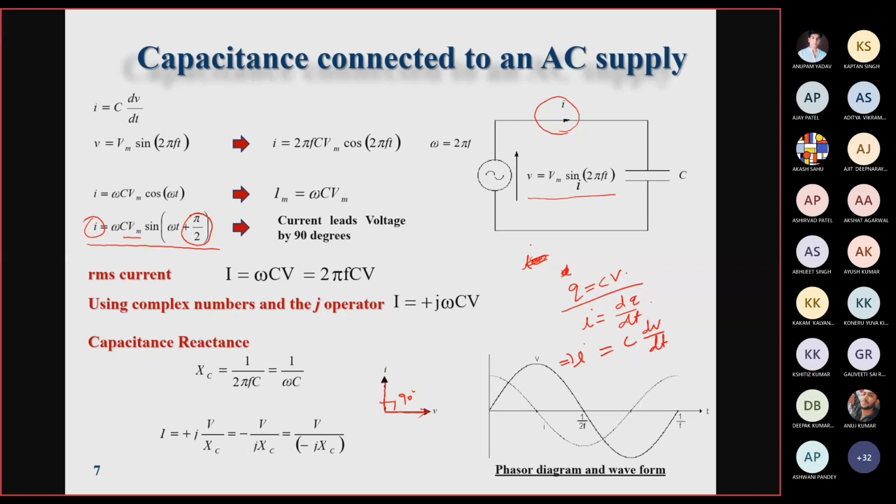And similarly the voltage and current waveforms are also drawn here. This is the phasor diagram, and this is your waveform of voltage and current. So again we have considered here the voltage waveform. So you can see that current is leading the voltage by 90 degree.